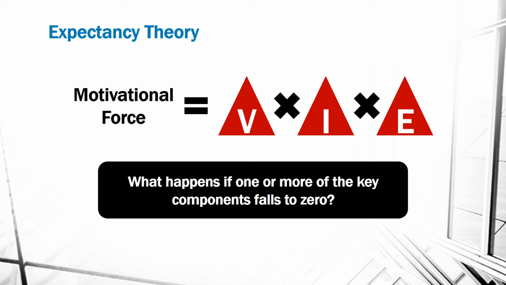So according to VIE theory, using this theory to determine if someone is motivated, one would ask the following questions. Do you believe that effort is likely to lead to performance? That's expectancy. Do you believe that performance is likely to lead to outcomes? Instrumentality. Do you value these likely outcomes, which is valence?